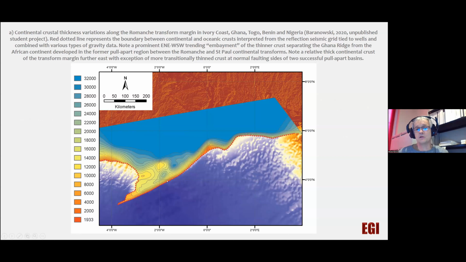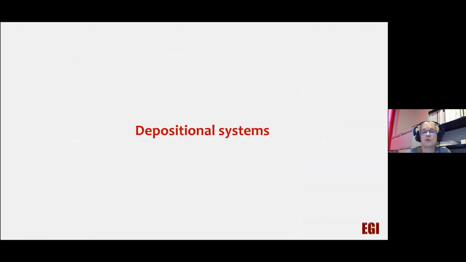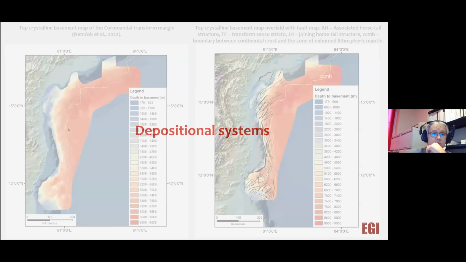So this would be a candidate for a marginal ridge. And if it's eventually released by strike-slip faulting, it would be a microcontinent. So this all develops a very complex scenario of crustal thickness distribution, and it in turn would control depositional systems.